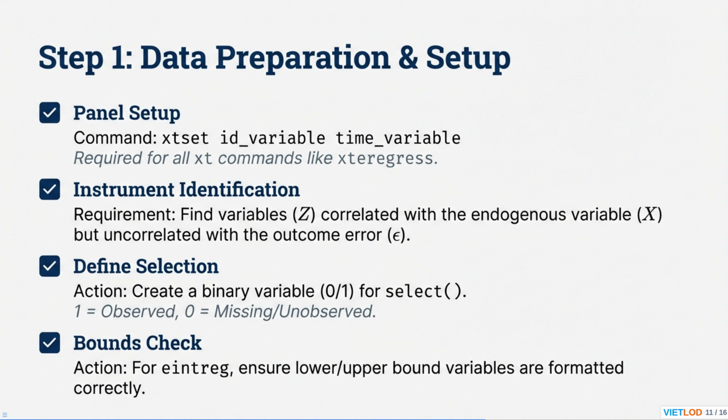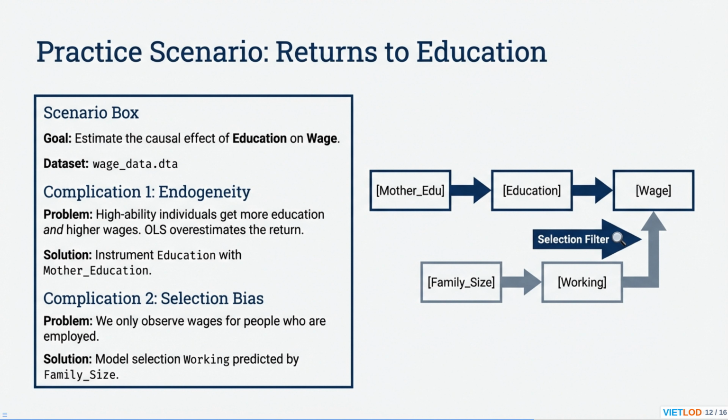For panel data, always start with the xtset command to define your cross-sectional and time identifiers. Identify valid instruments Z that correlate with your endogenous X, but not with the error epsilon. For selection models, ensure you have a binary variable where 1 represents an observed outcome. If using interval regression, double-check that your lower and upper bound variables are correctly formatted. Using xtset to prepare a panel of 500 individuals observed over 10 years before running xteregress, let's apply these concepts to a real-world scenario.